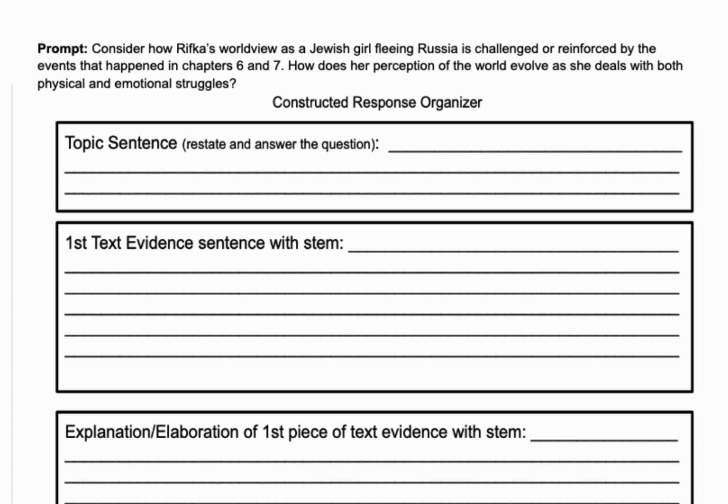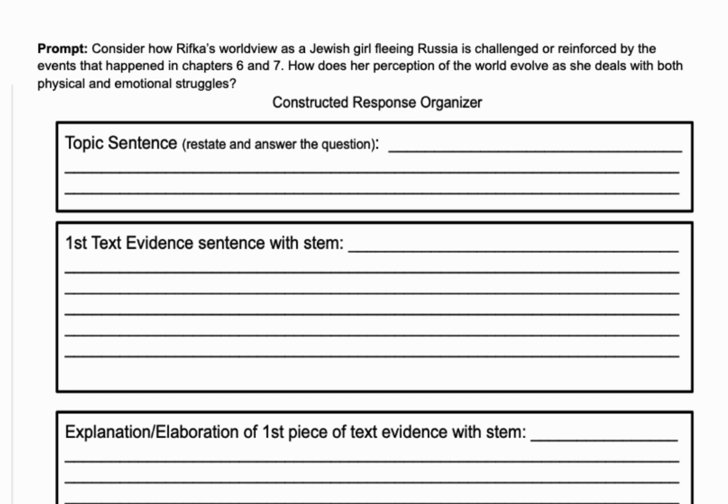Okay, sixth graders, this is the constructed response organizer. And the best part about this is that this is how you will write all the way through CY middle school in the ELA department, okay? So learning how to do this well in sixth grade will help you in seventh and eighth grade a lot.